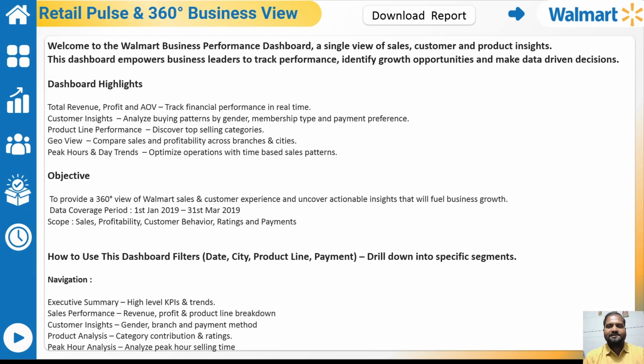Here, we added some filters like the date, where we can use a custom date range, the city filter, the product line filter, and the payment filter. So this is the landing page, like the introduction of our dashboard, telling us what is inside. Now let's move to the next page, explore the executive summary, and get deeper insights.